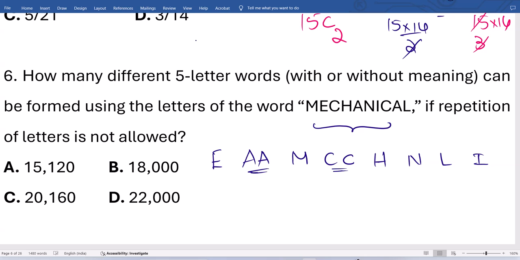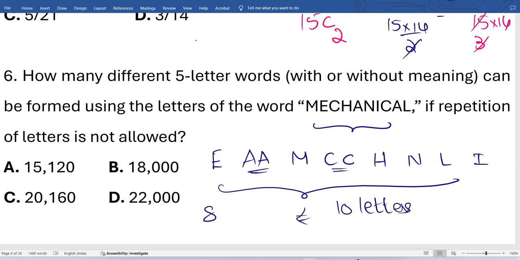So okay, we have total 11 letters. 11 or 10? 10 letters. Yeah, 10 letters but unique. 10 letters but we have only 8 different letters. How many different are available is 8. Okay, fine. See, generally, if you have 10 letters, you want 5-letter word means 10P5.